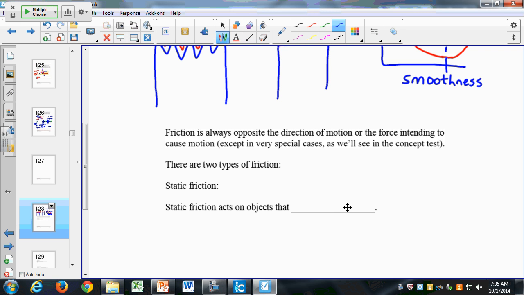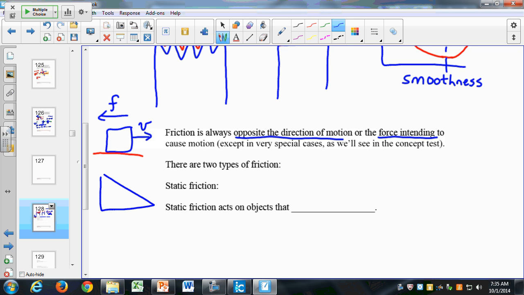We'll see that friction is always opposite the direction of motion, or it's opposite the force intending to cause motion. Let me show you. Let's say that we have an object that is moving with a velocity in this direction. It sits on a certain surface. Then the frictional force, we're going to use the lowercase script f for the frictional force, will be opposite the direction of that motion. Right? That's for a moving object. But let's also say that we have an object that sits, say, on an inclined plane.